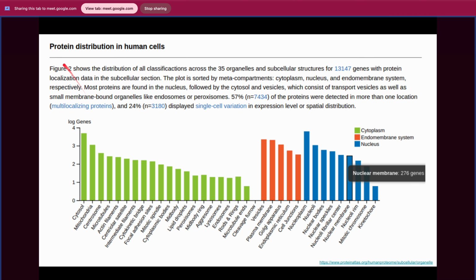If you further scroll down, then it will tell you about the protein distribution in human cells. In this case, the information is given about the genes or the proteins which are expressed in all of these organelles. There are a total of 35 organelles and subcellular structures for which they have identified 13,147 genes with the protein localization data in the subcellular section.